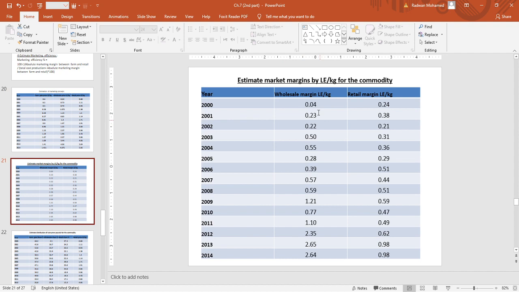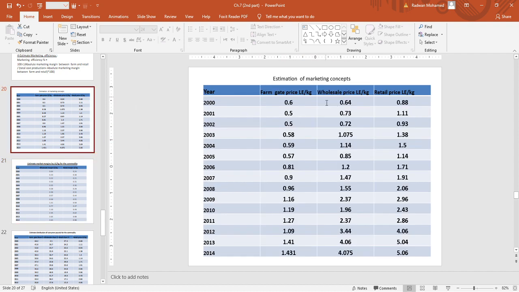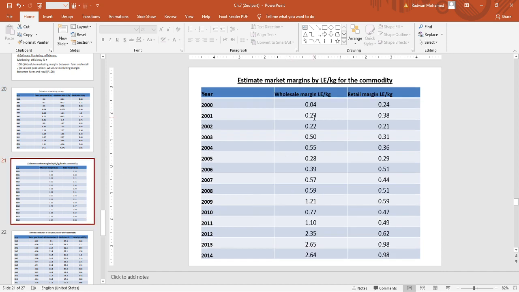For 2001, I want to calculate the wholesale margin. The wholesale margin is equal to wholesale price minus farm gate price. It will be equal to 0.23 and so on. Here I want to calculate the retail margin.